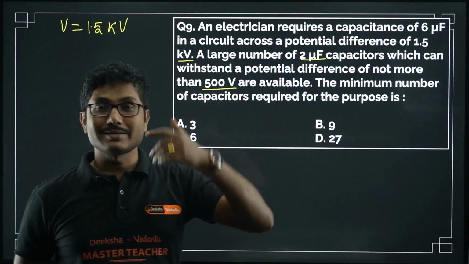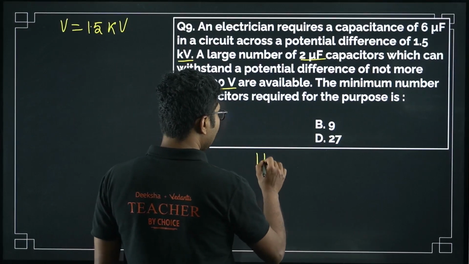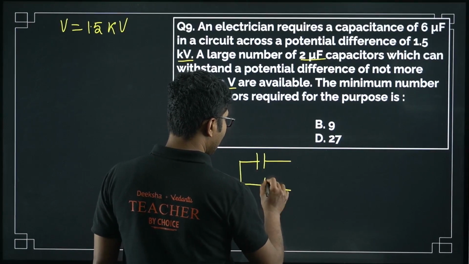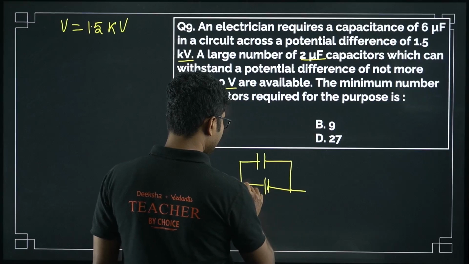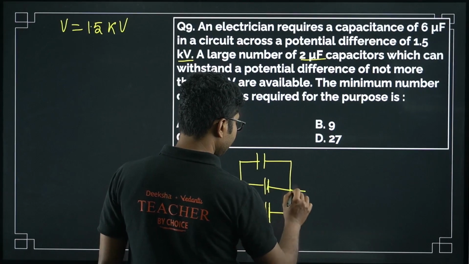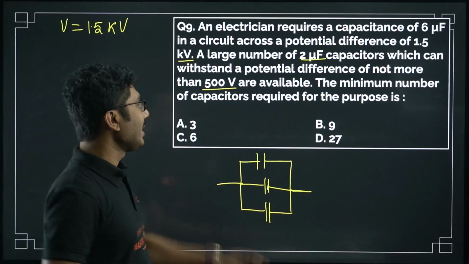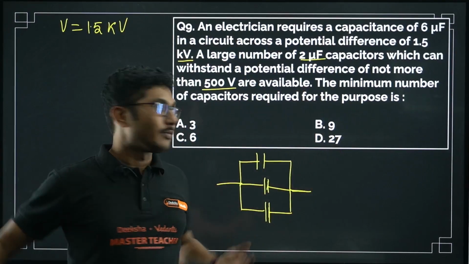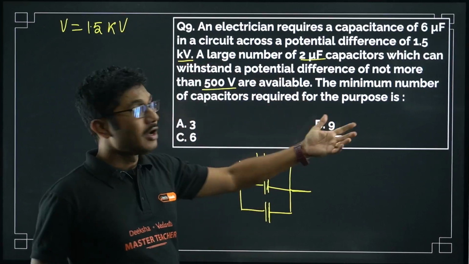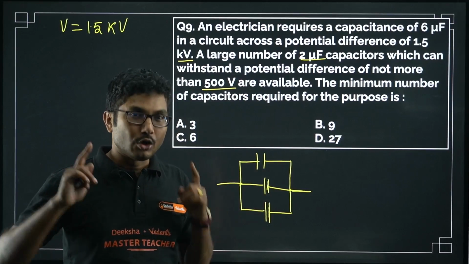Now you might say that, sir, this is easy. Okay, if I connect 2 microfarad capacitors in parallel, then what is the equivalent capacitance? If we connect 3 in parallel, the equivalent capacitance is 6 microfarad. Okay, voltage will be added. So 500 volt plus 500 volt plus 500 volt, so 1.5 kilovolt. So that is also satisfied. So this will be the answer. 3 minimum is required. No.